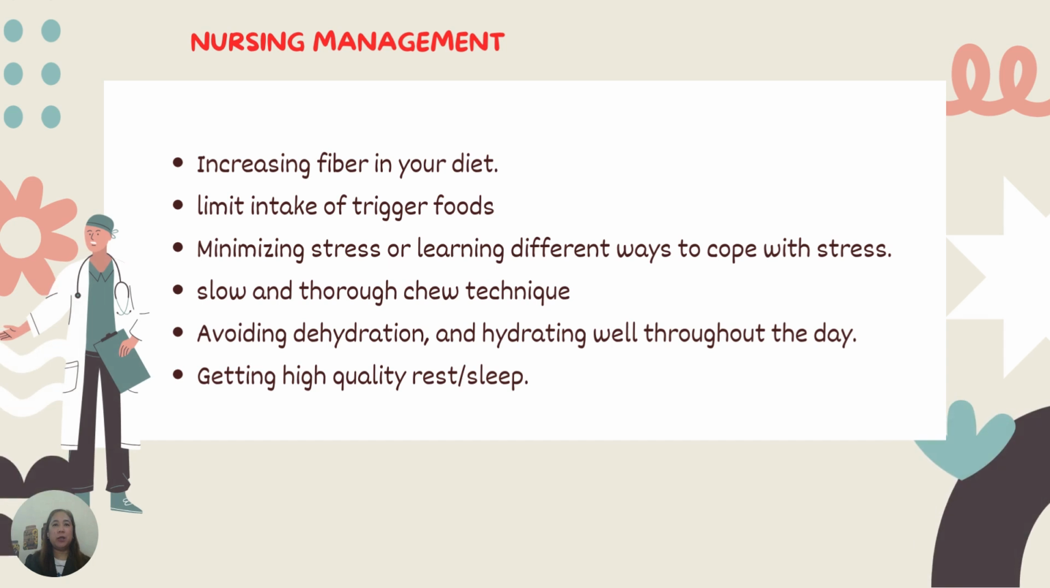So our nursing management are the following. We have to instruct the patient to avoid excessive caffeine and increase fiber in the diet. We have also to instruct the patient on the limitation of triggered foods such as the cruciferous foods, legumes, dairy, egg, and alcohol. We should educate the patient to minimize stress or learn different ways to cope with stress.